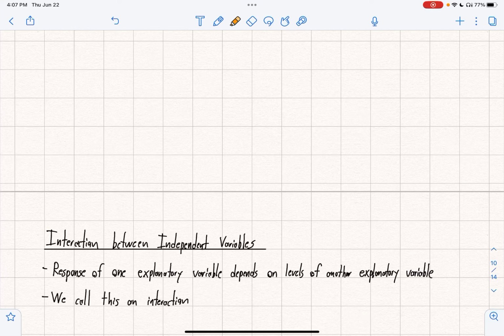All right, the last concept we're going to discuss in chapter 14 is the idea of an interaction between independent variables. The definition of an interaction is that the response of one explanatory variable depends on the levels of another explanatory variable. We call this interaction. So the effect of one variable on the response variable depends on the levels of the other explanatory variable.